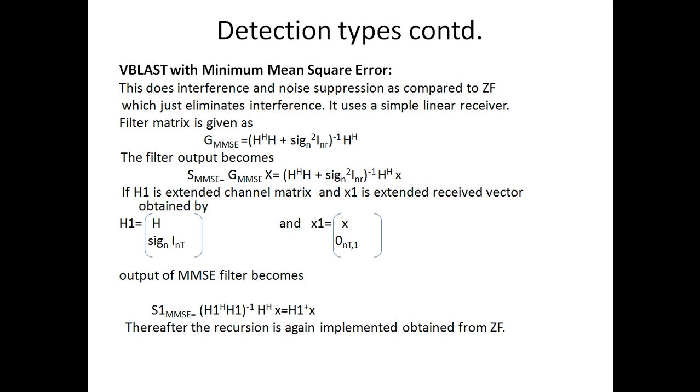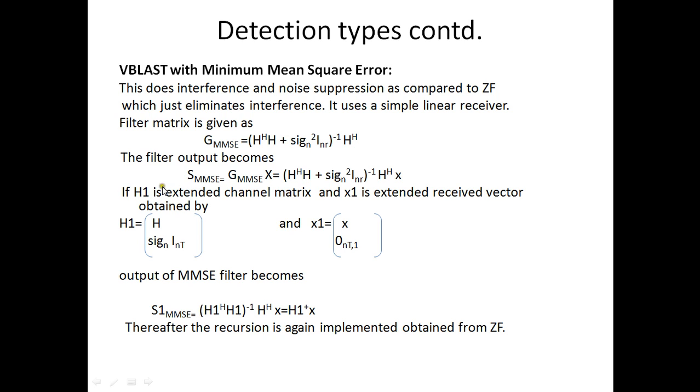Now, contrary to zero forcing, which only eliminates interference, minimum mean square error helps in removing interference as well as noise, and it has a simple linear receiver, which is one of its advantages. On the basis of this filter matrix, you have a filter output given as S MMSE equal to the received vector multiplied by the filter matrix. So this is your final value.